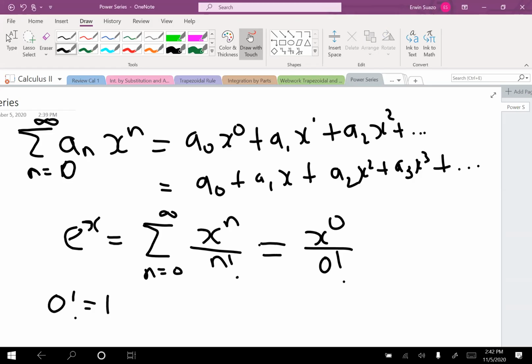The 0 factorial is not 0. Okay, you have to be careful in your exam, okay? Otherwise, you're gonna affect your grade.